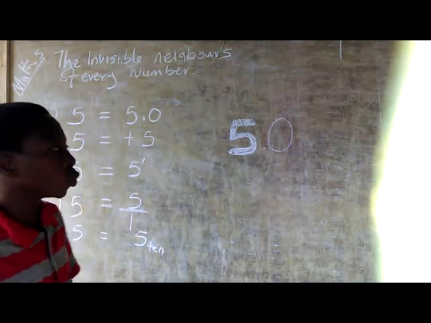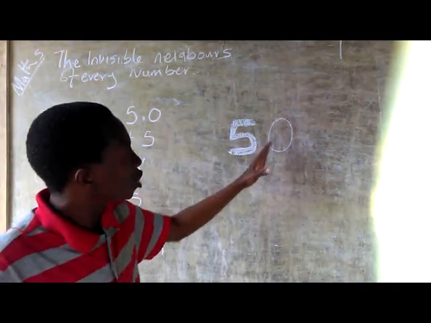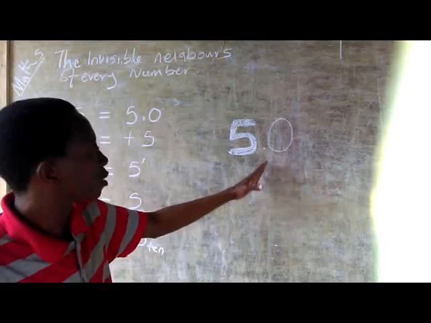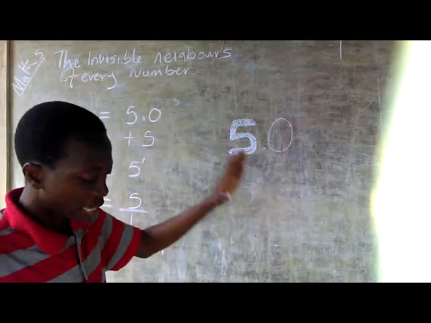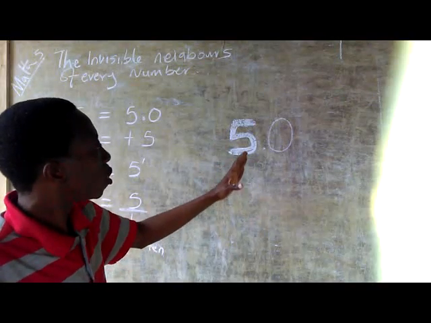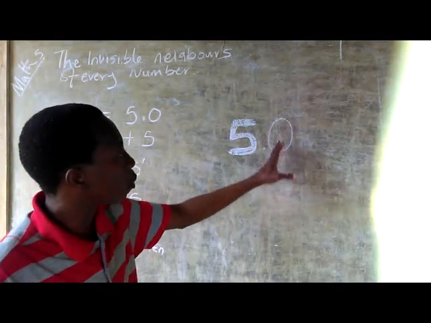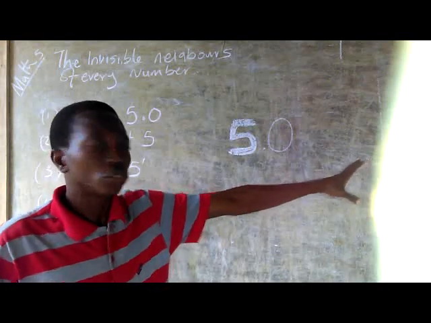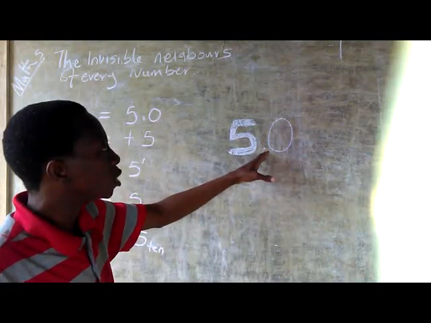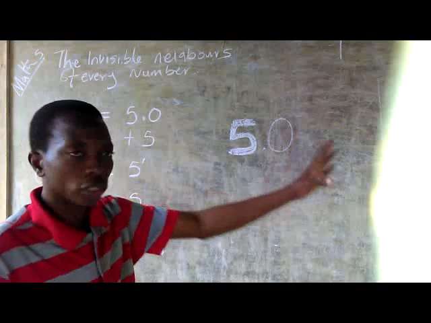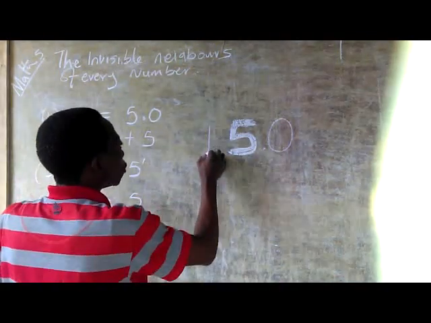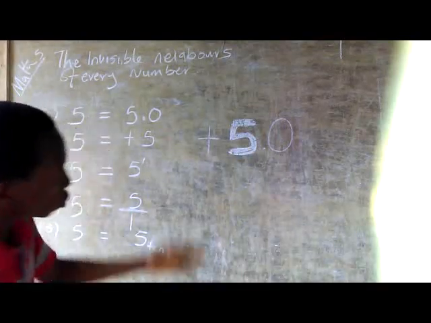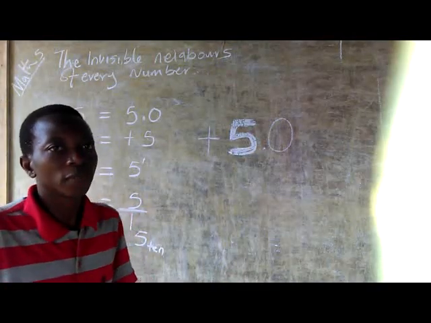In fact, put it this way. The ending zeros after a decimal point are useless. So you may keep them there to reveal them or not. Number 2, there is an invisible plus which is also a neighbor of 5.